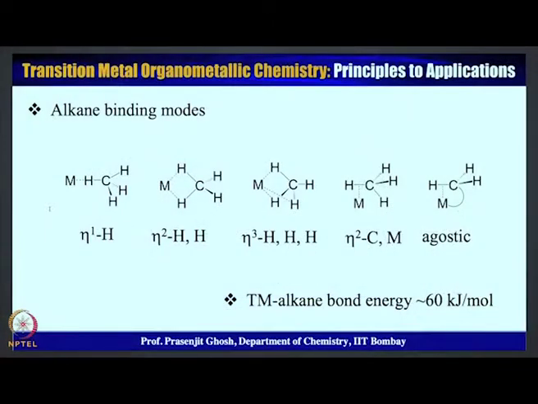So, what it shows is that alkane or CH of an alkane can bind in several ways in which the metal would interact with the hydrogen atom. It can interact with more than one hydrogen atom, up to 3, and also it can interact in an intermolecular as well as intramolecular fashion. When it is interacting in an intramolecular fashion, it is called agostic interaction.